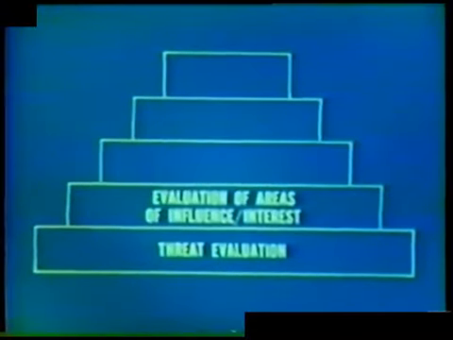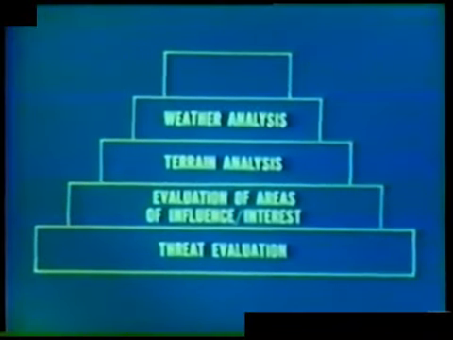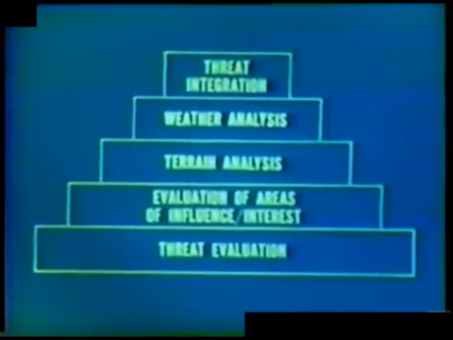In the continuous analytical processes of IPB, Step 1, Threat Evaluation, and Step 2, Determination of Area of Influence and Area of Interest Zones, may be ongoing simultaneously with Step 3, Terrain Analysis, and Step 4, Weather Analysis. Each of the 4 steps may proceed individually, but concurrently they contribute to building the IPB graphic product, Threat Integration, that answers the commander's priority intelligence requirements.